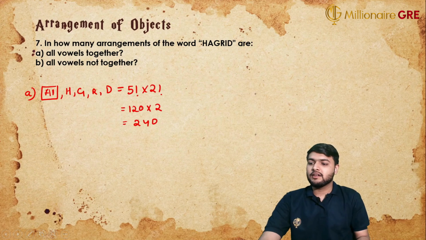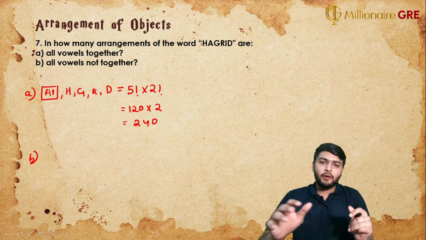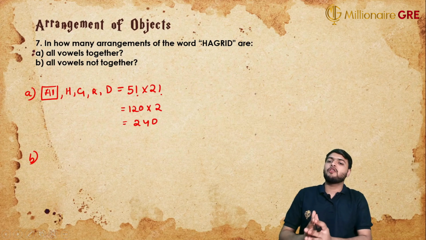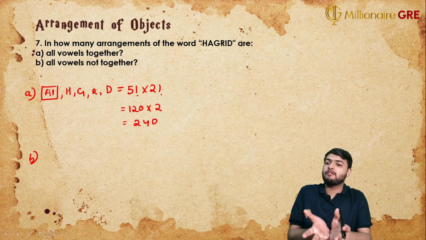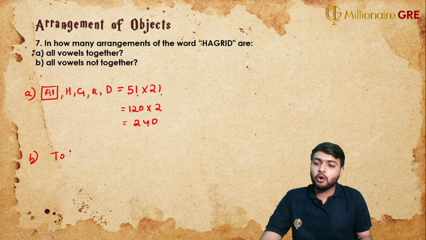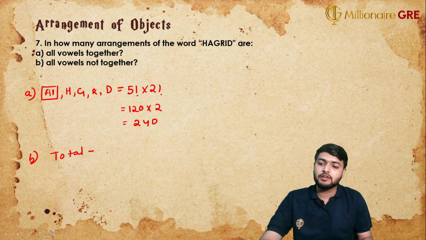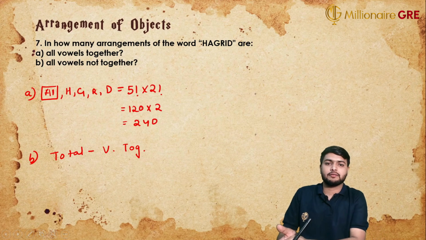Right? Now let's look at the second one. Vowels are not together. If from the total words that we can form using Hagrid, we subtract all the words in which vowels are together, we will get all the words in which vowels are not together.